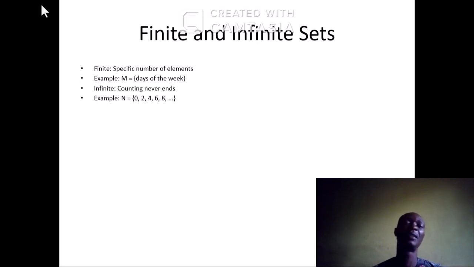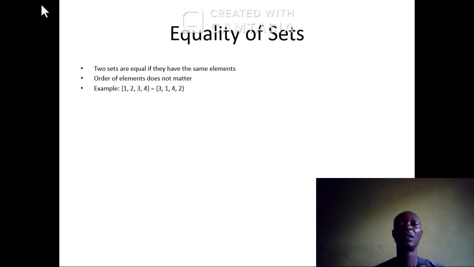But infinite, counting never ends. So you don't know the end. Look at this example. N is a set of 0, 2, 4, 6, 8, and so on. And so on means going to infinity. Counting never ends. So that is it.